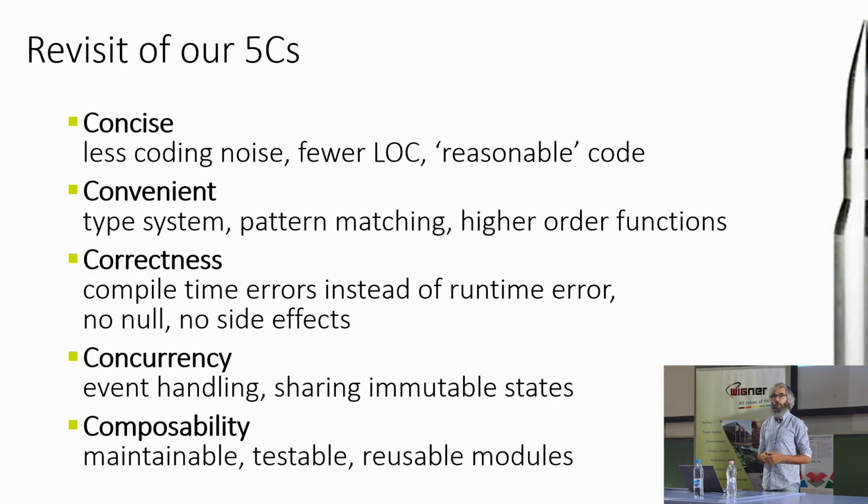So we revisit our 5 C's here. Is a functional program really the silver bullet? So it's concise. It's talking from my own experience here and with my team. We have less coding noise, fewer lines of code. It's easier to reason about code, so it's easier to interpret what somebody else wrote. It's very convenient with different paradigms and systems.